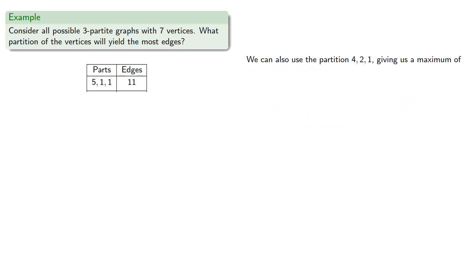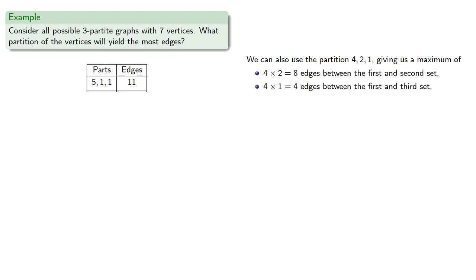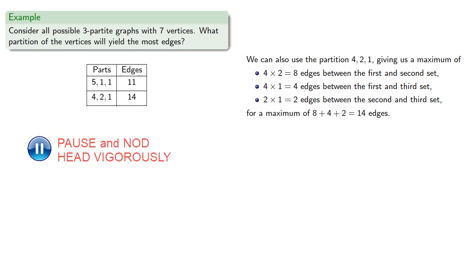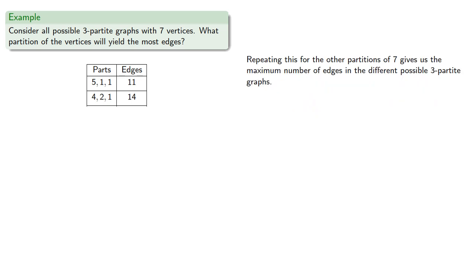We can also use the partition 4, 2, 1, giving us a maximum of 8 edges between the first and second set, 4 edges between the first and third, and 2 edges between the second and third set, for a maximum of 14 edges. Repeating this for the other partitions of 7 gives us the maximum number of edges in the different possible 3-partite graphs. And so it seems that we can have as many as 16 edges in a 3-partite graph with 7 vertices.